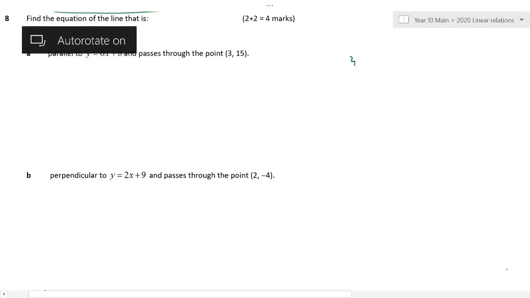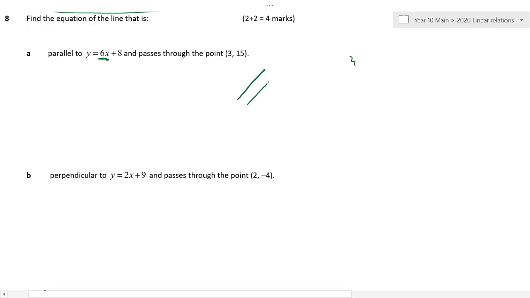Now, okay, so in this one, it says find an equation that's parallel. So what does parallel mean? It means that we have the same gradient. So of course, two lines with the same gradient are going to be parallel. I've just drawn two parallel lines there. So let's call that equation y is equal to 6x plus c.